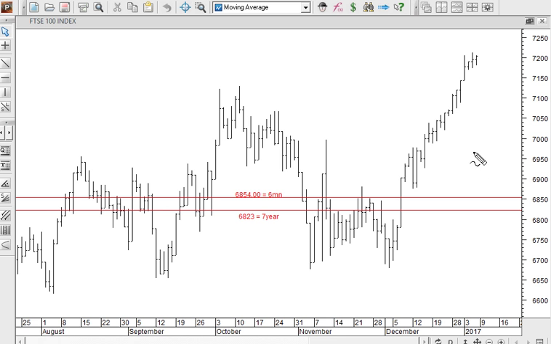UK FTSE 100 index has had a great run higher since it got over the 7-year and 6-month resistance that we saw here. This whole period through November, and just the first part of December, was basically consolidating below those levels, which was potentially a really weak price location. But as soon as we popped higher from there, we've really shot higher. FTSE is closing at new all-time highs here at the moment.